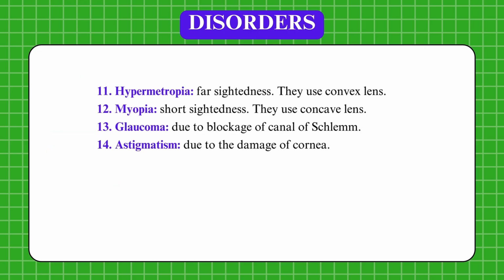11. Hypermetropia, farsightedness. They use convex lens. 12. Myopia, short-sightedness. They use concave lens. 13. Glaucoma, due to blockage of canal of Schlemm. 14. Astigmatism, due to the damage of cornea.